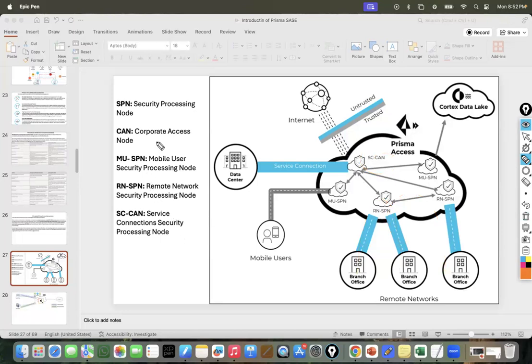Similarly, if I have any corporate connections, right? So we have the direct corporate access, which is known as the corporate access node, right? Based on that, we can connect the corporate and all.